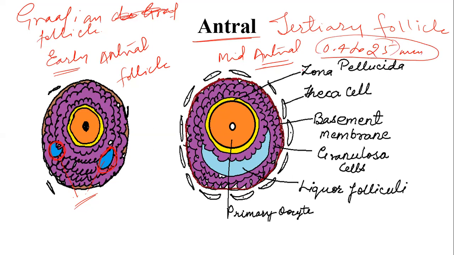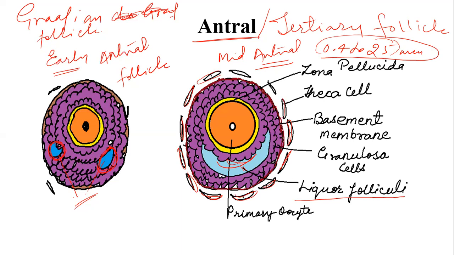So this is the antral follicle, and this is the tertiary follicle. Tertiary follicles are also called antral follicles. And the major changes are the formation of the antral cavity, and the fluid which is present inside is called liquor folliculi. And one more change you can see here is the presence of this spindle shaped cell that is derived from the stromal cells.